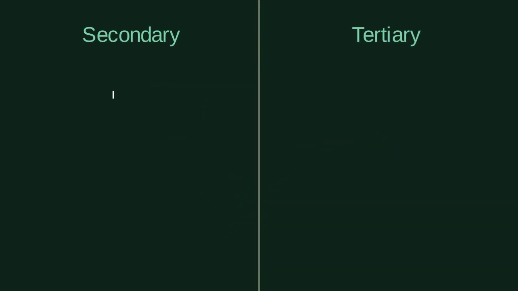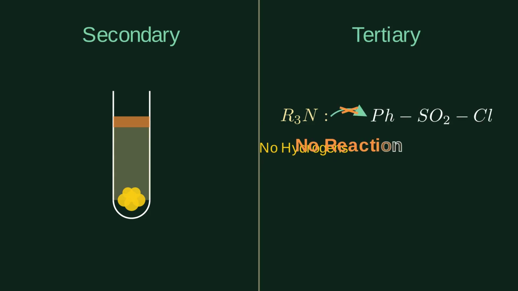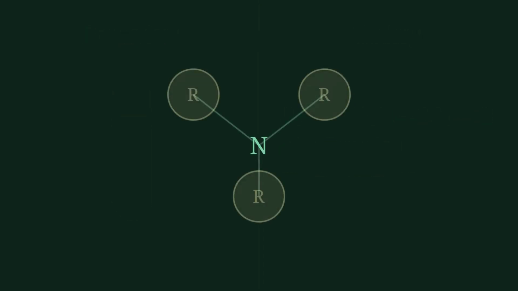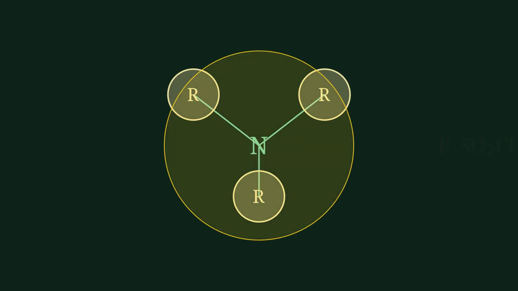On your screen, you'd see a cloudy precipitate or an oily layer that refuses to dissolve no matter how much base you add. Finally, consider the tertiary amine. It has no hydrogens. It might try to attack the sulfur, but there's no way to stabilize the resulting positive charge by losing a proton. Additionally, the 3 carbon groups around the nitrogen create a shield of steric hindrance. In most cases, the tertiary amine simply doesn't react in a meaningful way.